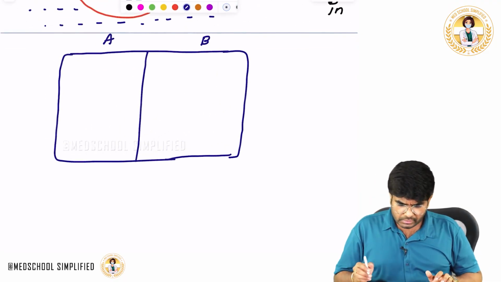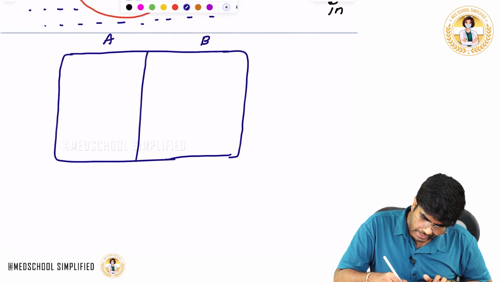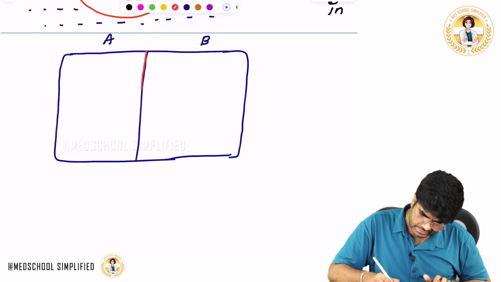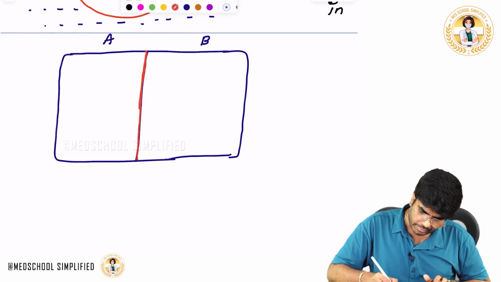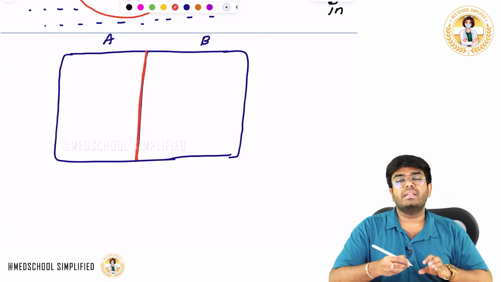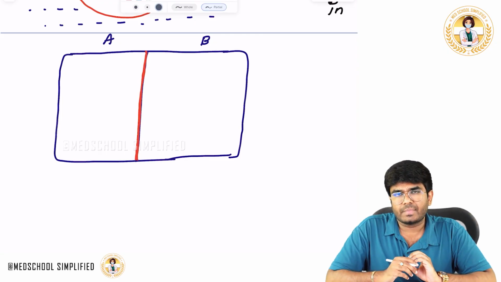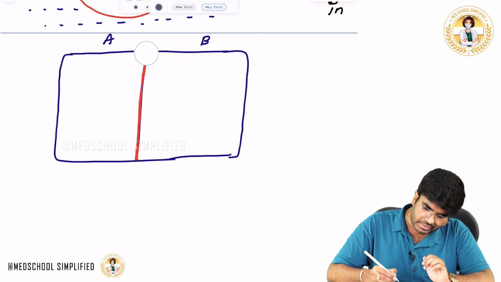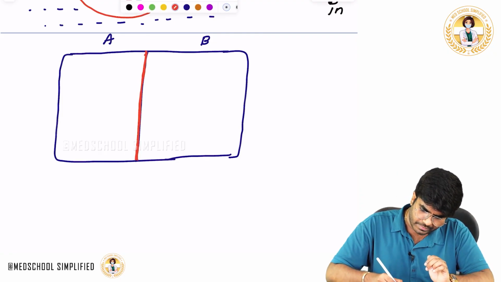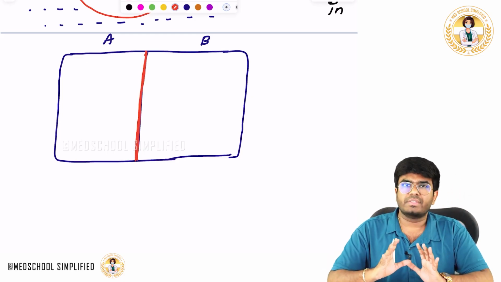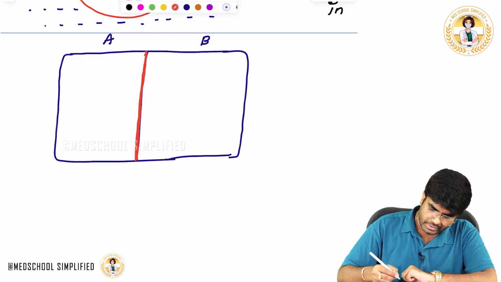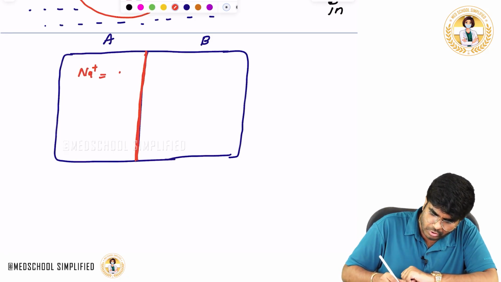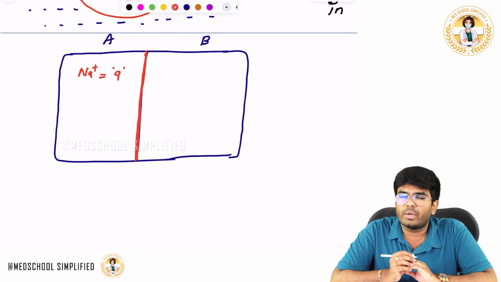Now these two compartments are separated, where this red line here is the semi-permeable membrane, which allows substances to pass through it. Now in compartment A, what am I keeping? Sodium. I am adding 9 sodium molecules.